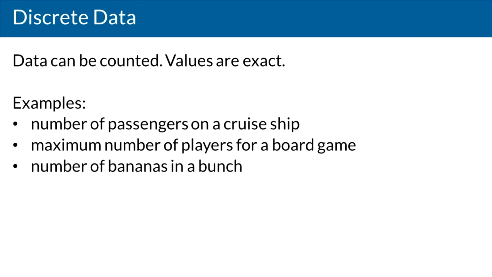Discrete data is data that can be counted, and the values are always exact. Examples of this could include the number of passengers on a cruise ship, maximum number of players for a board game, or the number of bananas in a bunch.